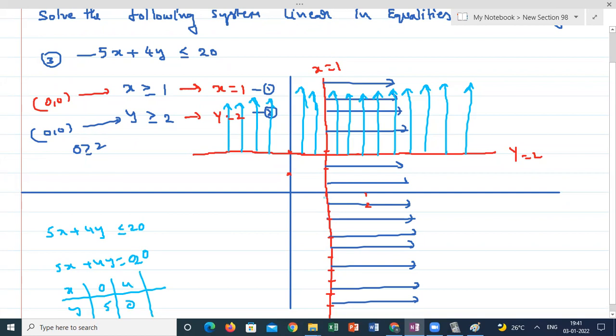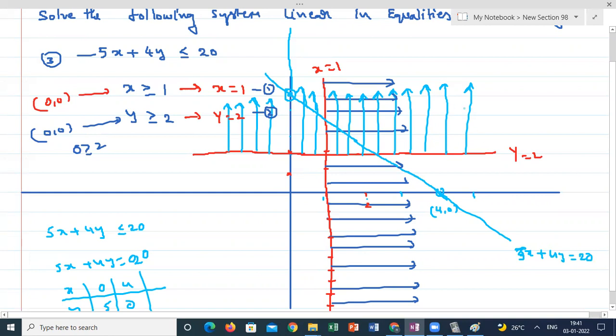So 0, 5. This is 1, this is 2, this is 3, this is 4, this is 5. So 0, 5 and 4, 0. This is the point 4, 0, and 0, 5 will come somewhere here. So this is 1, 2, 3, 4, 5. This is 0, 5. So this is a line, which is representing 5x plus 4y is equal to 20.